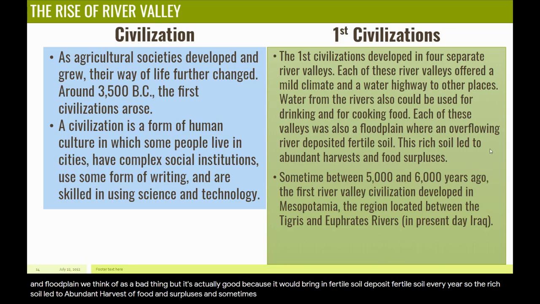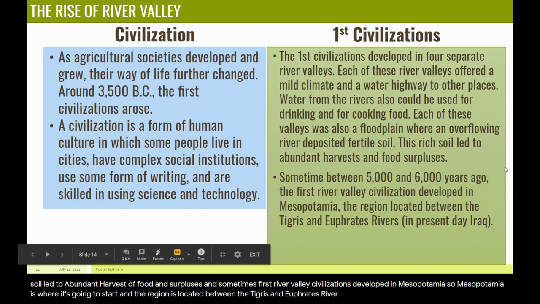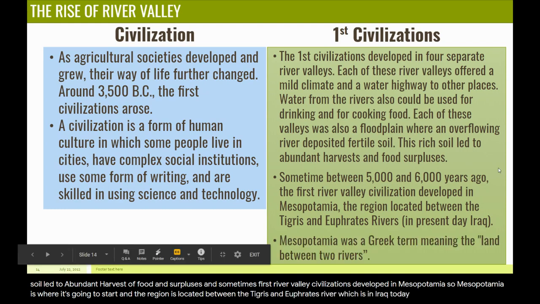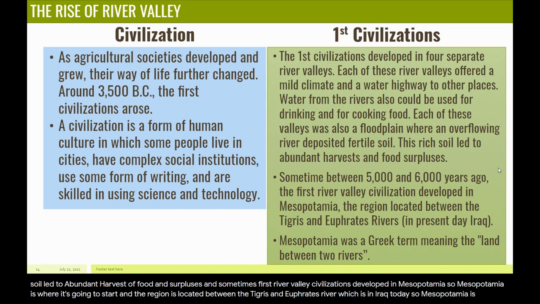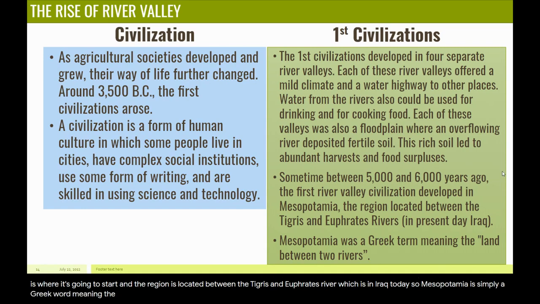And sometime between 5,000 and 6,000 years ago, the first river valley civilizations developed in Mesopotamia. So Mesopotamia is where it's going to start. The region is located between the Tigris and Euphrates Rivers, which is in Iraq today. Mesopotamia is simply a Greek word meaning the land between two rivers.